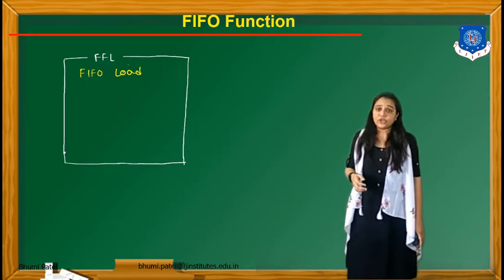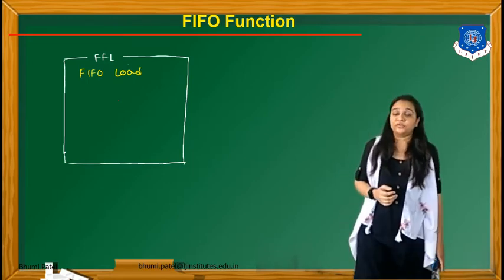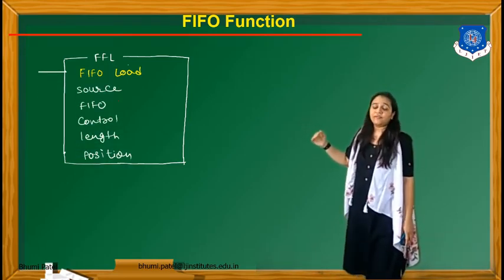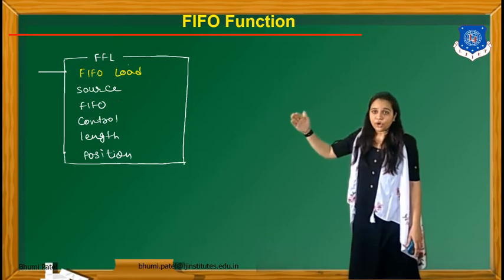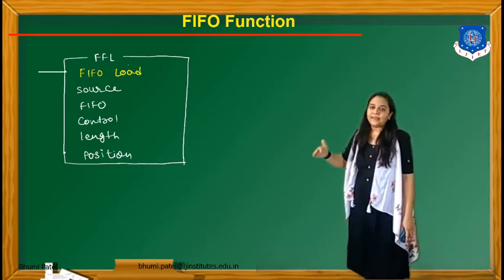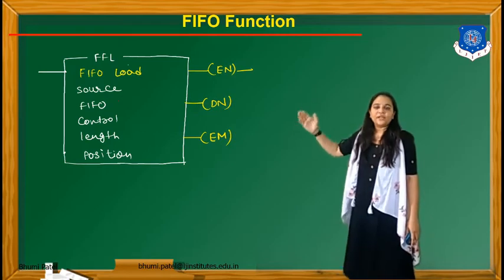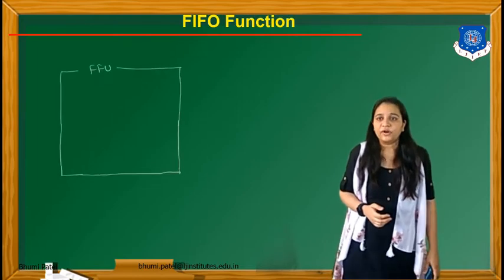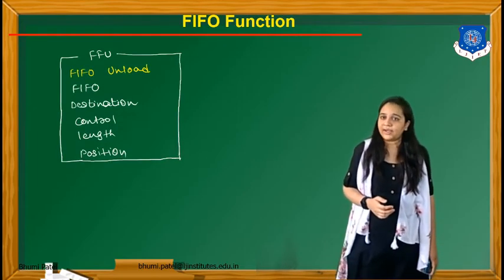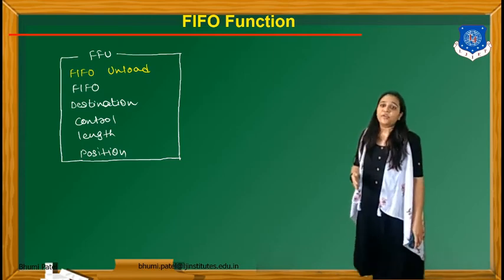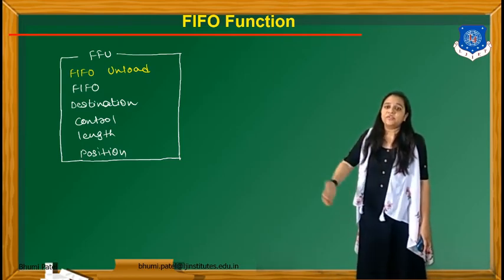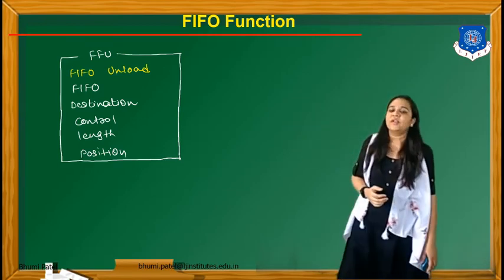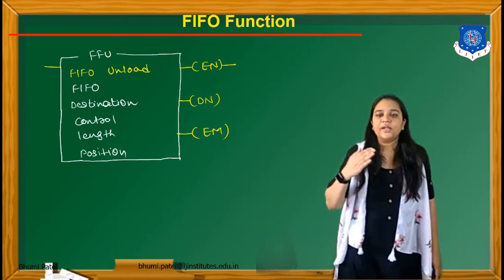This is the actual block format of the FIFO function. FFL means FIFO load. In it we have used different types of data: source, FIFO, control, length and position. Then we have to decide the enable bit, done bit and empty bit. What is the FIFO unload block diagram? In the FIFO load we have used the source address; in the FIFO unload we use the destination address. Then control, length and position remain as they are, along with the enable bit, done bit and empty bit.